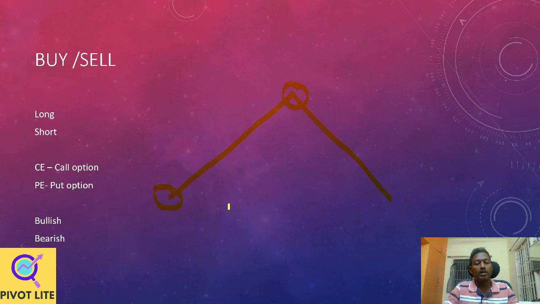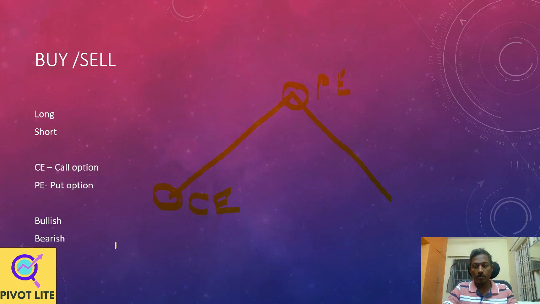The next one is C and P. C is nothing but a call option. If the market is in an uptrend, you have to go for a C, which means buy the C. And put option means if the market is going down, it is a downtrend, then you have to buy a P option.